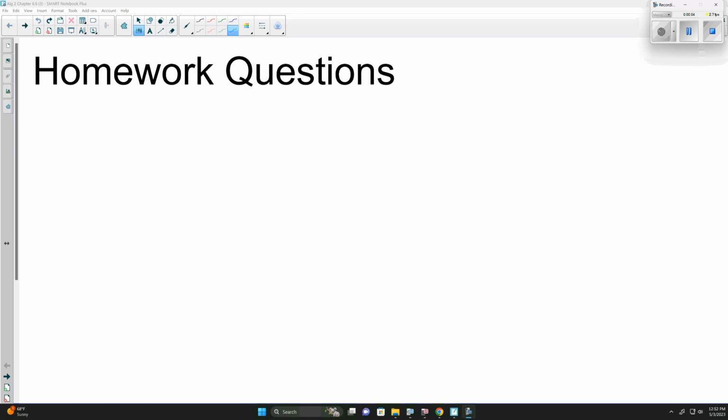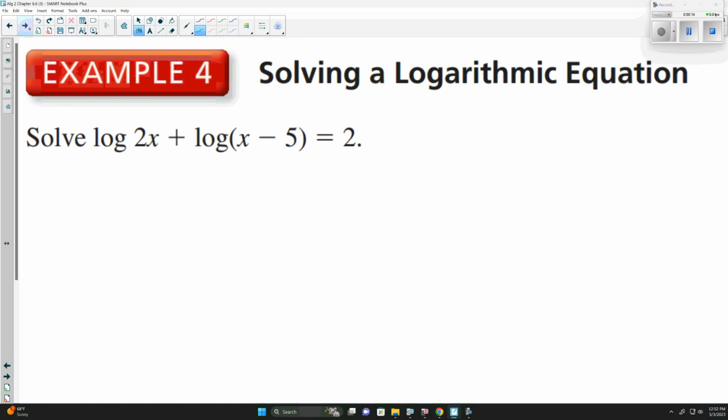All right, so what we're going to look at today is, well, before we get started, are there any questions over the homework? So what we're looking at are solving these here. Now, I believe I talked about this yesterday.